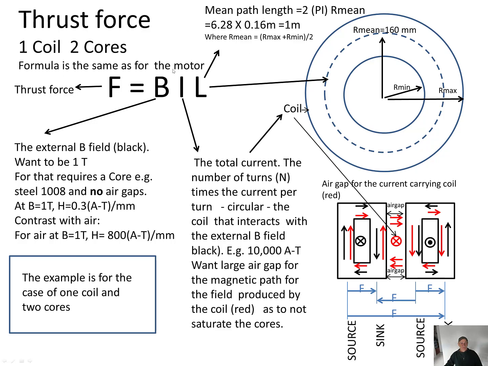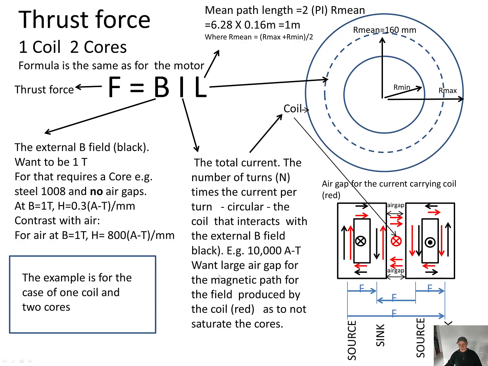The formula is the same as for the motor. Thrust force, F, equals B, the magnetic field, times the current times the length. The length in this case is the circumference, the path of one loop. The external B field, black, we want to be 1 Tesla. That's what we designed for. That requires a core, e.g. steel, with no air gaps. At 1 Tesla, H is 0.3 ampere turns per millimeter. Contrast with air: for air, at B of 1 Tesla, we would need 800 ampere turns per millimeter. The total current is the number of turns N times the current per turn, circular, the coil that interacts with the external B field, black, e.g.